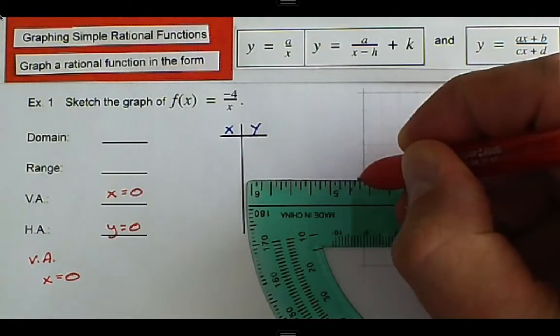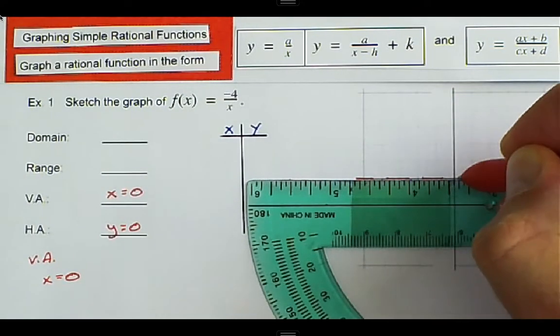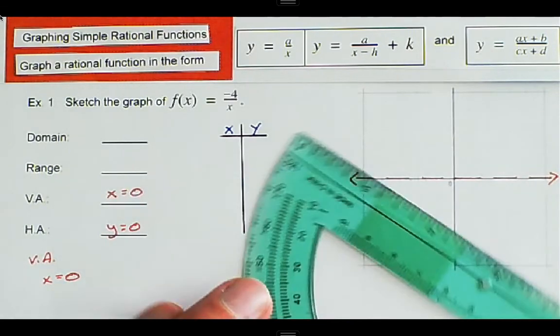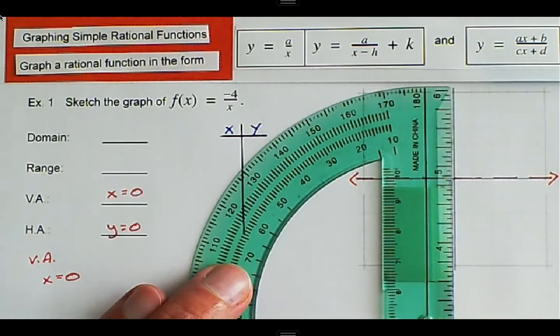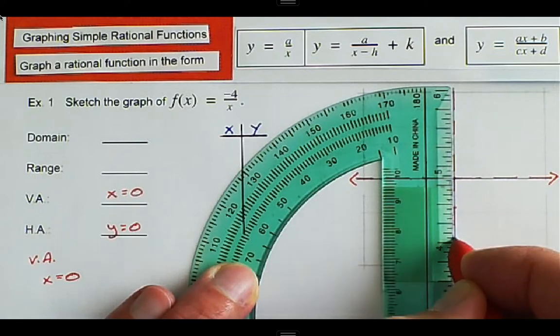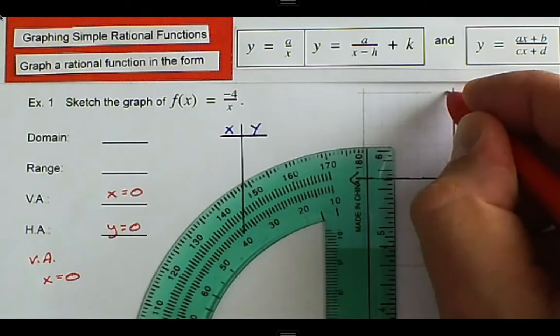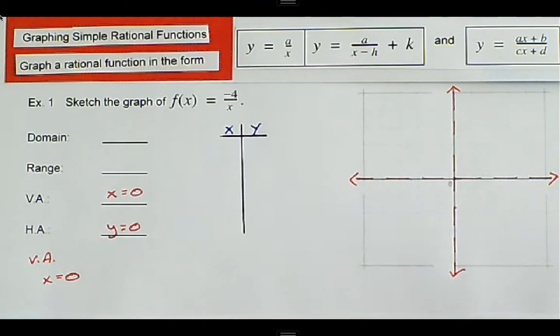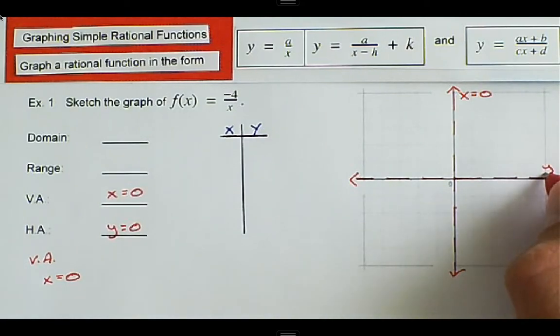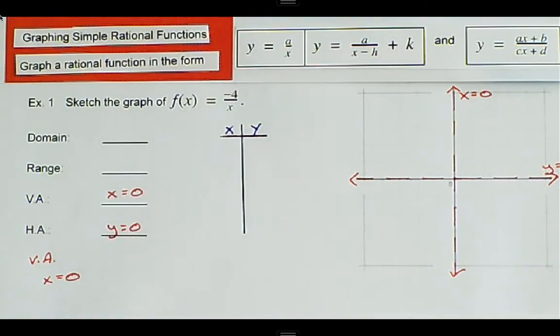So here we have y equals 0. So we're going to have a line here that our graph is not going to cross. And we have a vertical one as well. So this is the line x equals 0, and this is the line y equals 0, and we have our two asymptotes there.